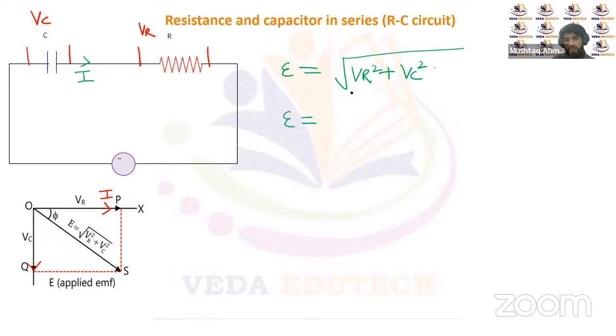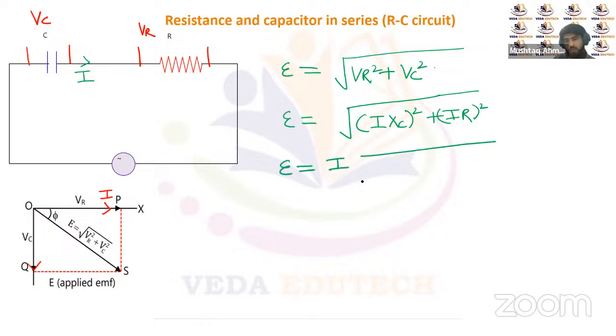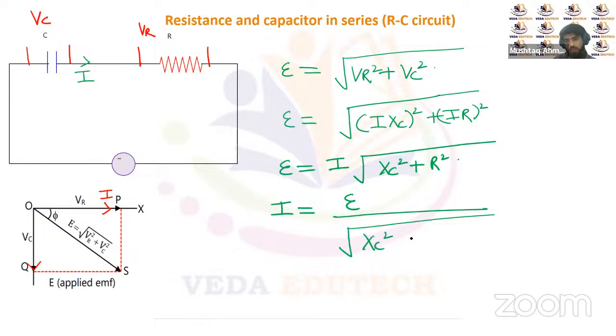So it means we can once again write it as E equal to the square root of I times XC whole square plus I times R whole square, or E will be equal to I times the square root of XC square plus R square. Or the value of current will be E upon the square root of XC square plus R square, right? So this will be the value of current.